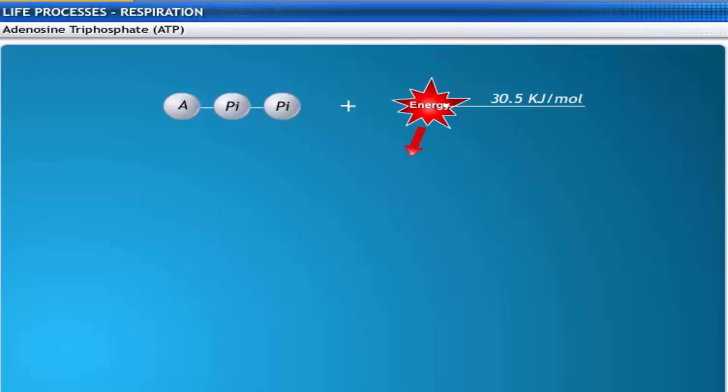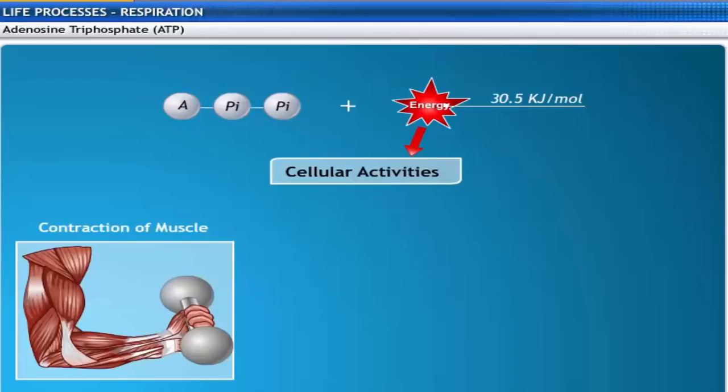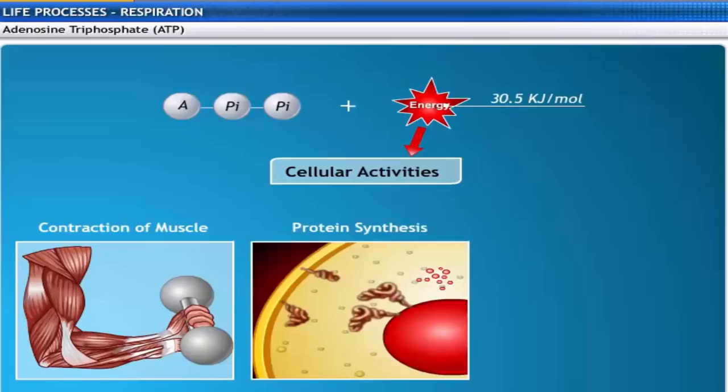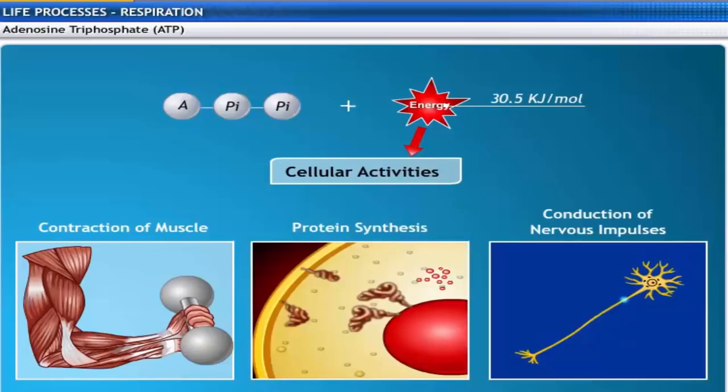The energy from ATP is used for cellular activities such as the contraction of muscles, protein synthesis, and conduction of nervous impulses.